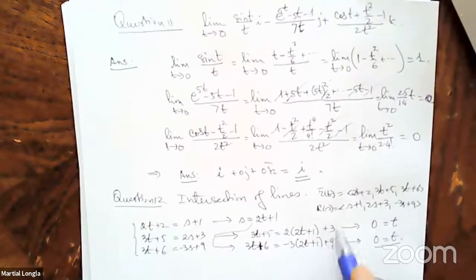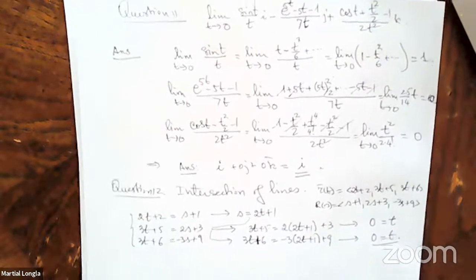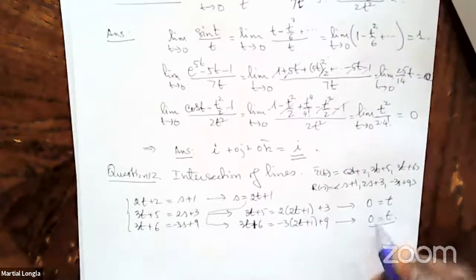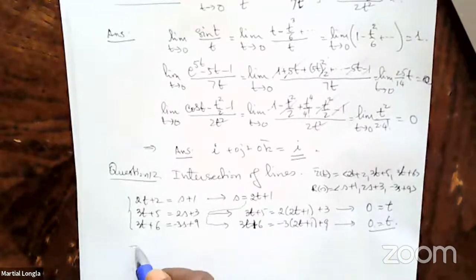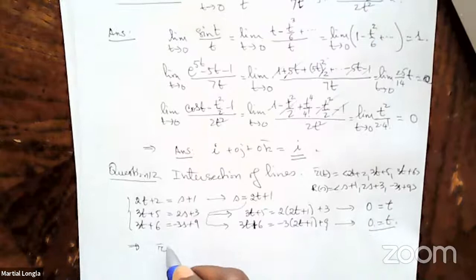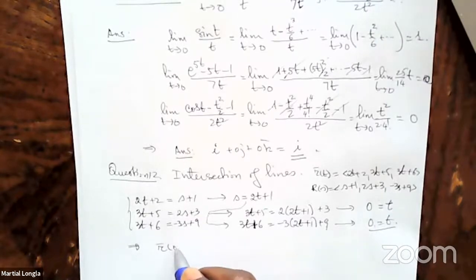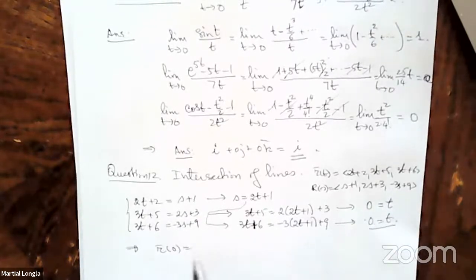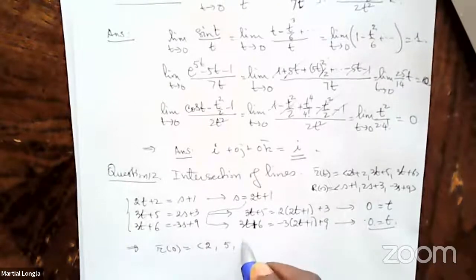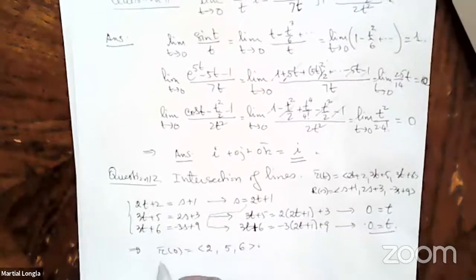So the two equations must be solved by the same number for the solution of the problem to exist. Because these two numbers are the same, you say yes, they do meet at that point. And the point where they meet is r of 0, which equals 2, 5, 6. That's it. Any questions?